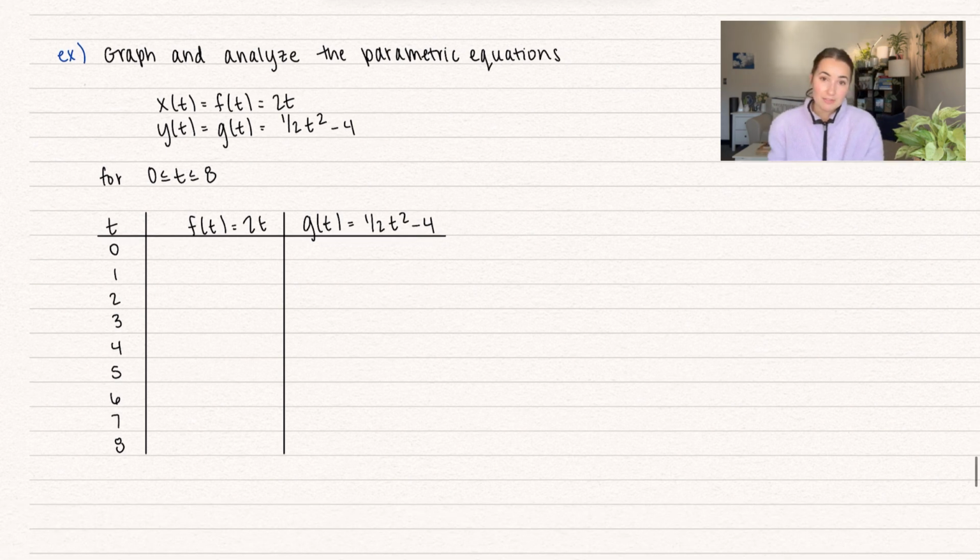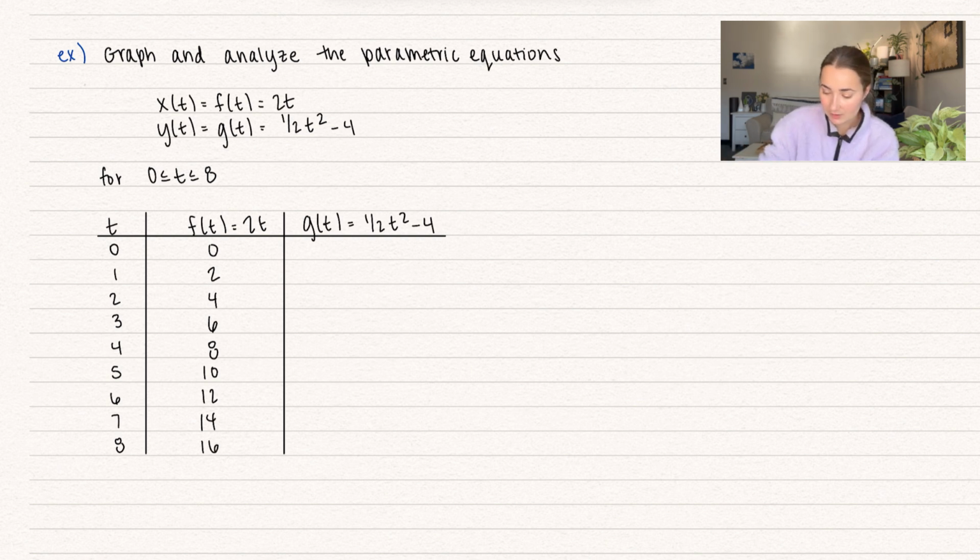So in order to graph this, what we have to do is plug in our time values and see the outputs. We can see our x value and we can see our y value. So what I like to do is work it out with a chart. So f of t is equal to 2 times t. So if we plug in t equal to 0, we get 0, 2, 4, 6, 8, 10, 12, 14, and 16. I just multiply all of those by 2. Then we get 1/2 t squared minus 4. So when we plug in 0, we get negative 4. Let's plug in t equal to 1. We get 1/2 times 1 minus 4. So 1/2 minus 4, you can just think of that as negative 3.5.